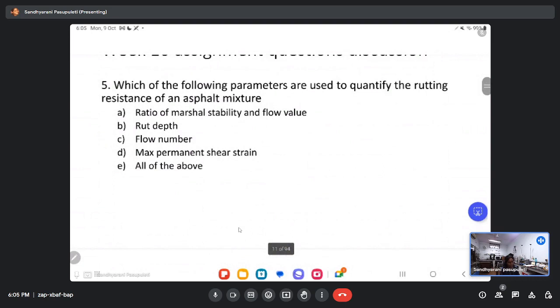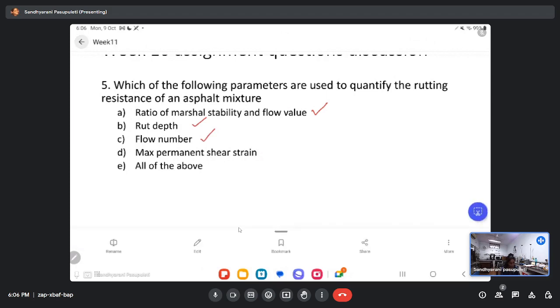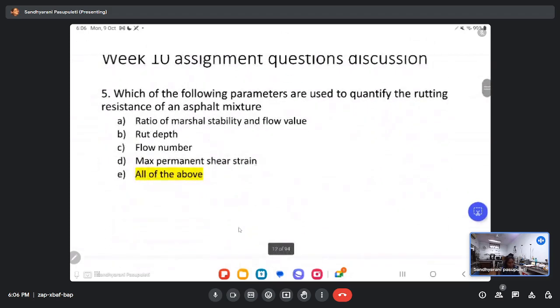Which of the following parameters are used to quantify the rutting resistance of an asphalt mixture? If you see the options, the first one would be the ratio of Marshall stability and the flow value, which is nothing but the Marshall coefficient. Yes, this is one of the empirical ratio parameters using which we can understand the rutting performance of the mixture. In addition to that, the rut depth using any simulative or fundamental test methods, and also the flow number which we observe from the dynamic creep test or cyclic compression test, and also maximum permanent shear strain. So all these are the parameters to quantify the rutting resistance of an asphalt mixture.